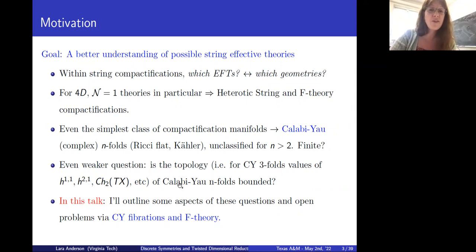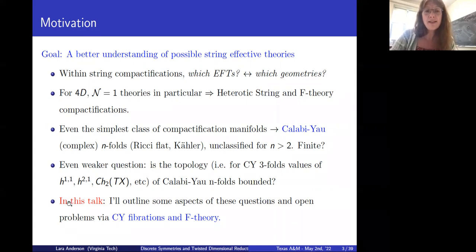Maybe I'm just interested in their topology, which appears as characteristics of the theory, for example as Yukawa couplings in a 4-dimensional theory, or the things that count the number of moduli or massless states in the theory. Can I actually bound those numbers? And again, that question is not known.